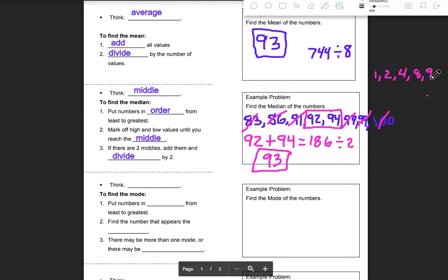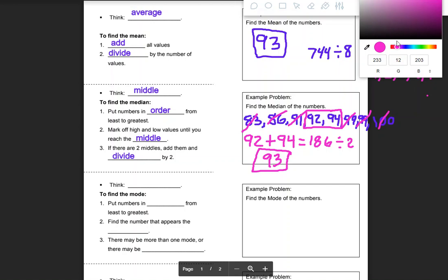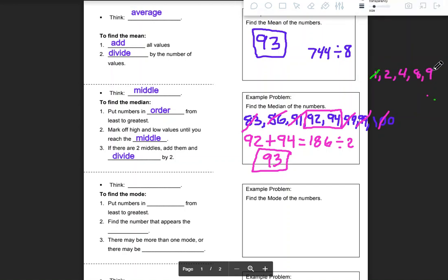If I had these, I would cross off low, cross off high, cross off low, cross off high. Oh, we got one in the middle. 4 would be our median. Okay? So if there's one number in the middle, you don't have to do anything else. It's just the number in the middle.